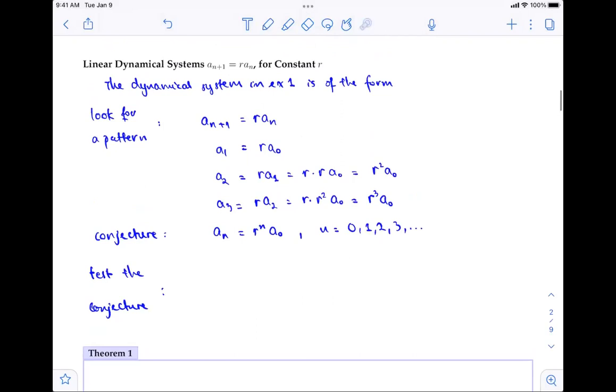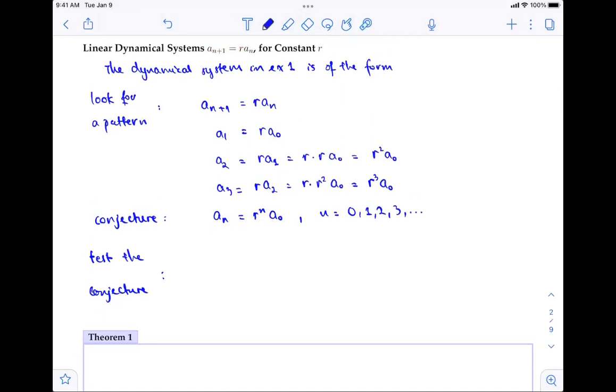We substitute this formula into the linear dynamical system of this form. And we get a sub n plus 1 is r to the power n plus 1 times a0, equal to the right-hand side, which is r times r to the power n times a0. If you rewrite the right-hand side a little bit, you can see that this is also r raised to the n plus 1 times a0. So the left-hand side equal to the right-hand side is a true statement, and you accept the conjecture, or the formula that you hypothesize.